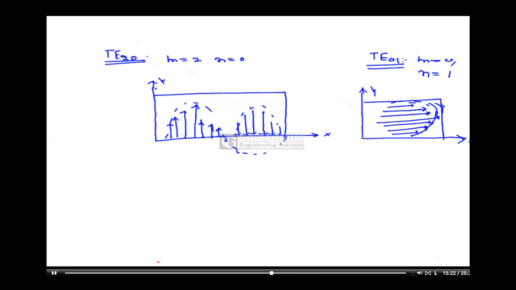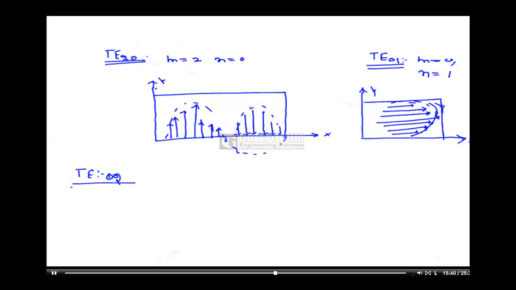Of course, this is not the exact method of drawing. Just for how to remember easily is front view. How to remember the front view easily? I am showing like this. TE01. Similarly, suppose if you go for TE10, 10 already we discussed.